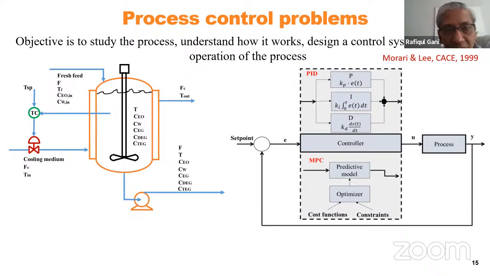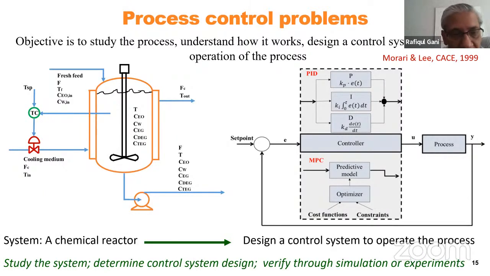We have a unit operation that we want to operate at our designed condition, and we want to make sure that if there is a disturbance, the controller is able to bring the system back to the steady state operation. So we need to understand the process. We need to have a model that can duplicate the behavior. We need to add a controller. We need to design the controller, and then we need to find the optimal operation of the process. So given the system, determine the control system design, verify through simulation or experiments.